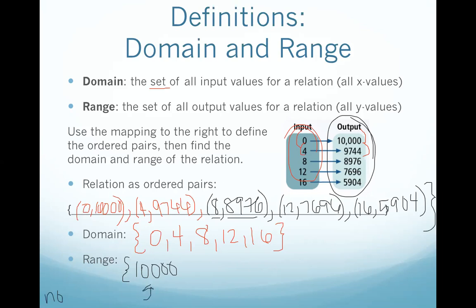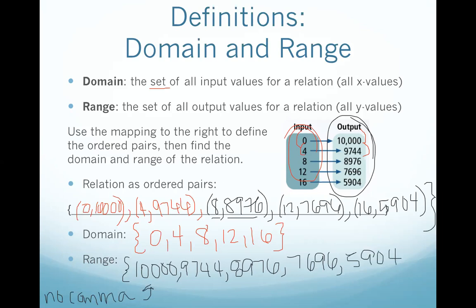No comma for our place value. And then our next one, 9,744, 8,976, 7,696, and 5,904.